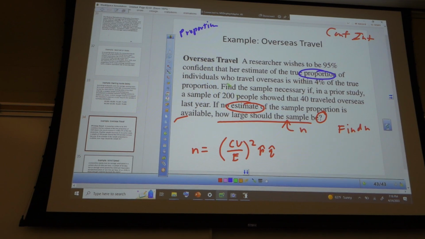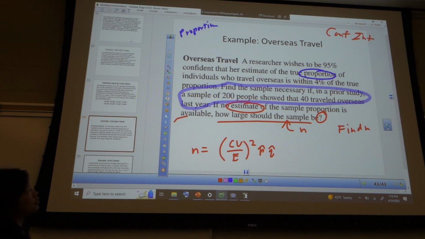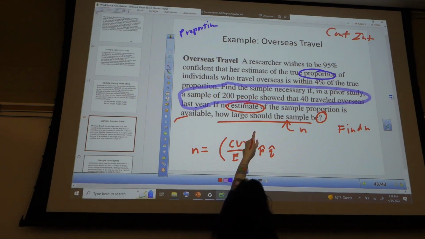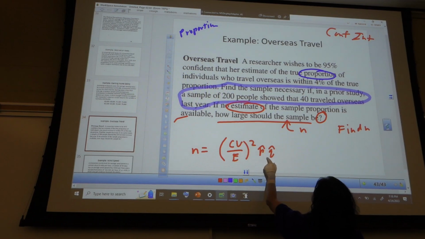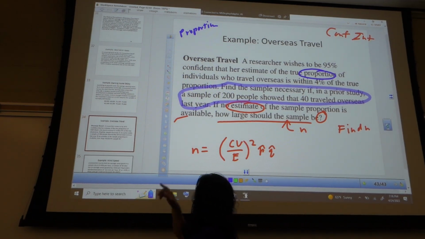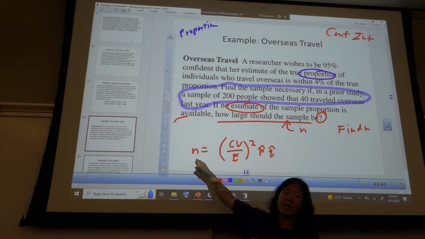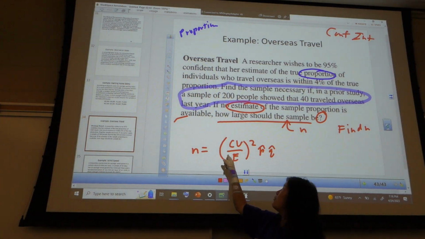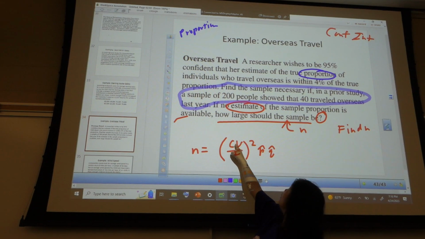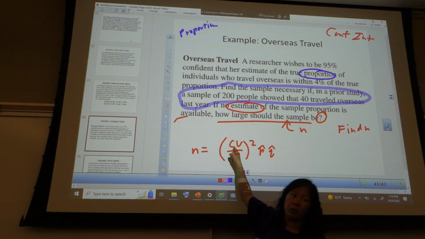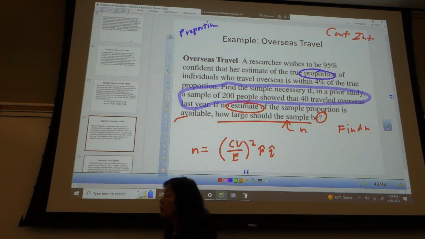So there's 2 parts to this. The first one would be the prior study: 200 showed that 40 traveled overseas. You're going to use that to find your p hat and q hat. And then here, if I'm asking you to find n, that means I didn't give you n, which means I have to have given you the error. The critical value you find from your confidence level. You look it up in the table. Your error, you can solve.